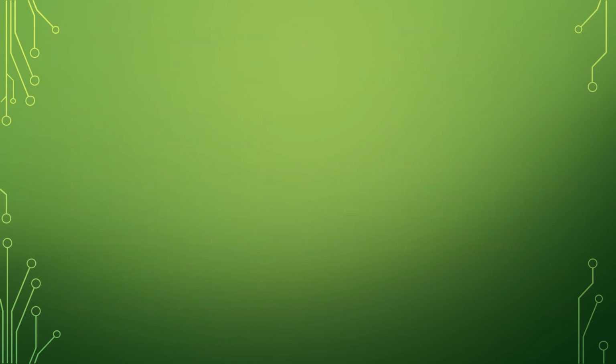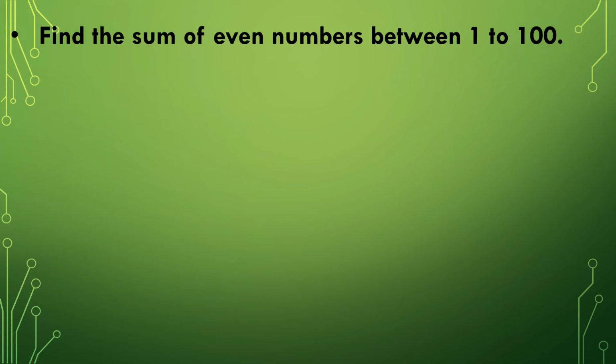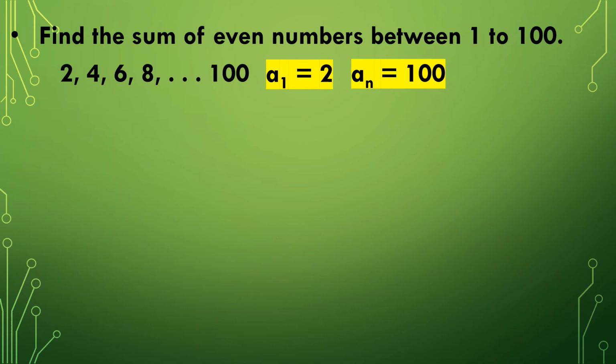Let's have another example. Find the sum of even numbers between 1 to 100. We may write that as 2, 4, 6, 8 to 100, where a sub 1 is 2, a sub n or the last term is 100, the common difference is 2, and we will be looking for the value of n.